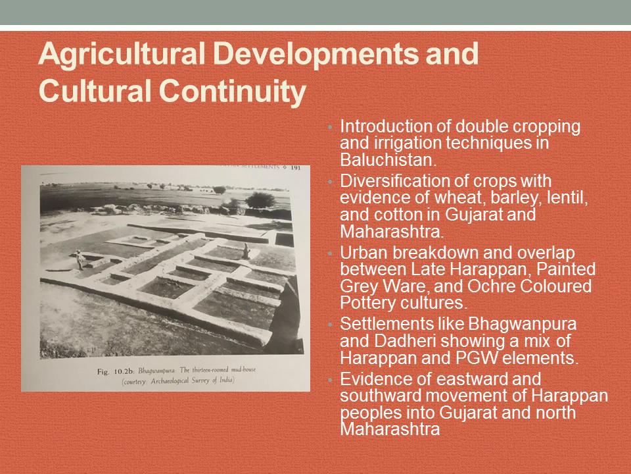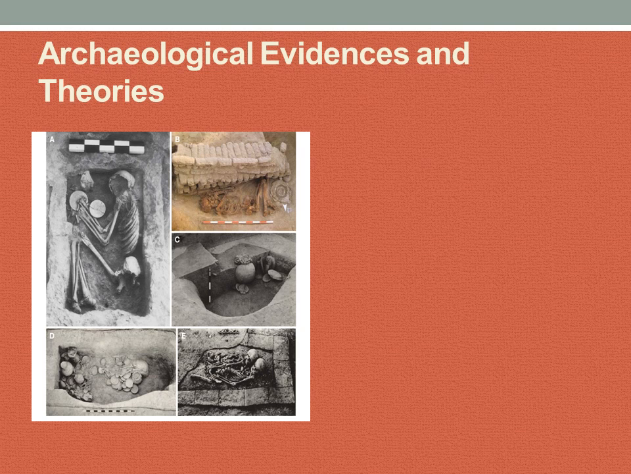Evidence of eastward and southward movement of Harappan people into Gujarat and North Maharashtra. So because of some reason, it may have been due to decreased trade or decrease in resources, people had to move towards Gujarat and northern Maharashtra.